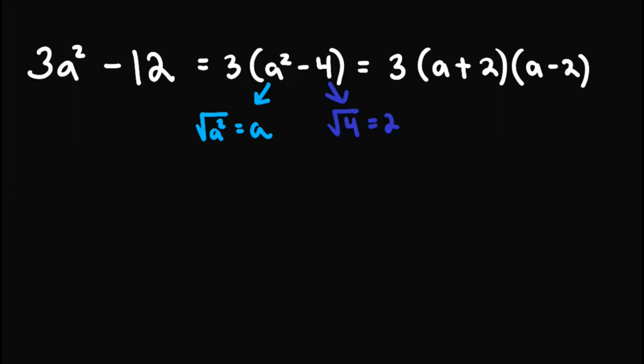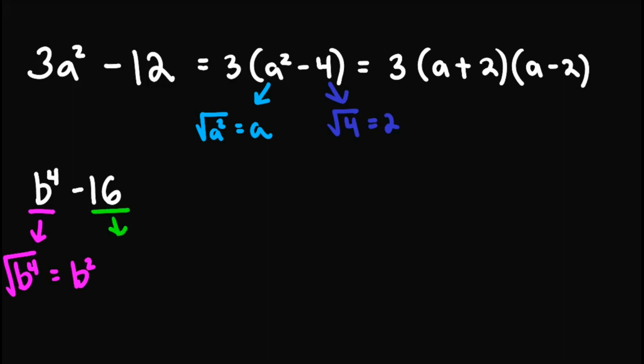Let's have our fourth example. If we have b raised to 4 minus 16, first, observe that b raised to 4 is a perfect square since the square root of b raised to 4 will give us b squared. 16 is also a perfect square since the square root of 16 is equal to 4.